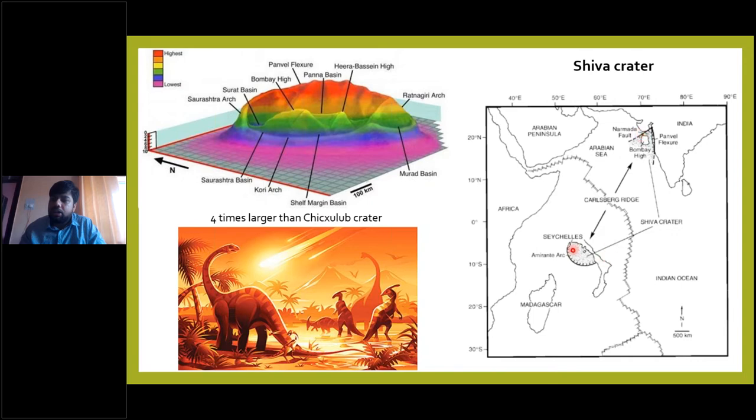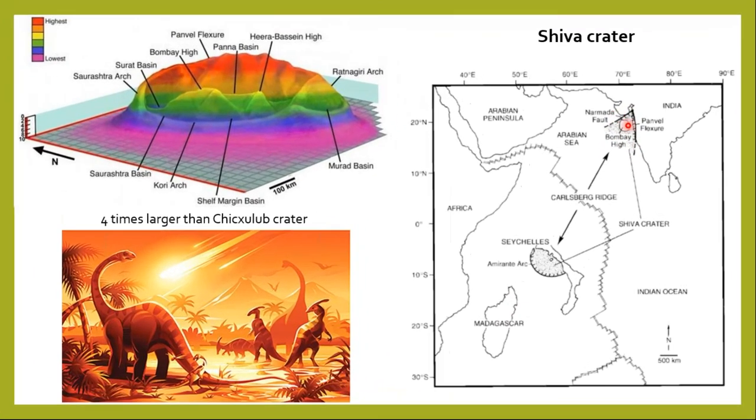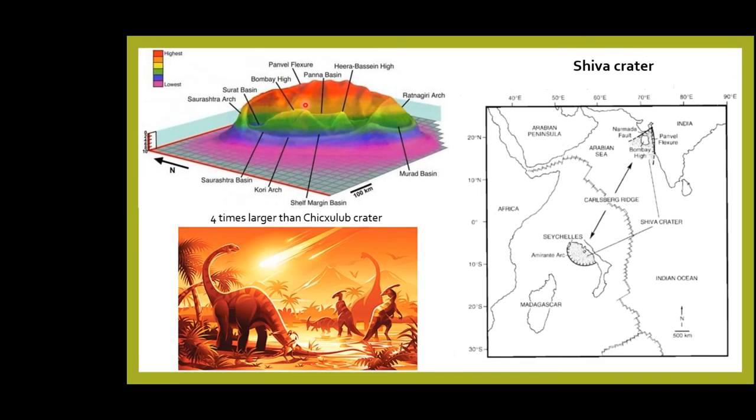I must continue. So what I was saying is that half of the Shiva crater is close to Madagascar, while the other half is closer to the Maharashtra and Gujarat states of India. It is basically submerged in the Arabian Sea. Okay, so the Bombay High, you can see, this is an exaggerated topography of underwater near the Bombay High area.